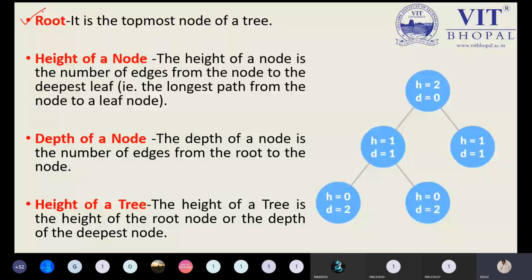We are familiar with this part. The question that comes up now is what is meant by the height of a node. The height of a node is the number of edges. Please keep in mind this point. The height of a node is the number of edges from the node to the deepest leaf, that is the longest path from the node to a leaf. So you can understand this from the figure. Height can be represented by 2 and d is represented by 0.